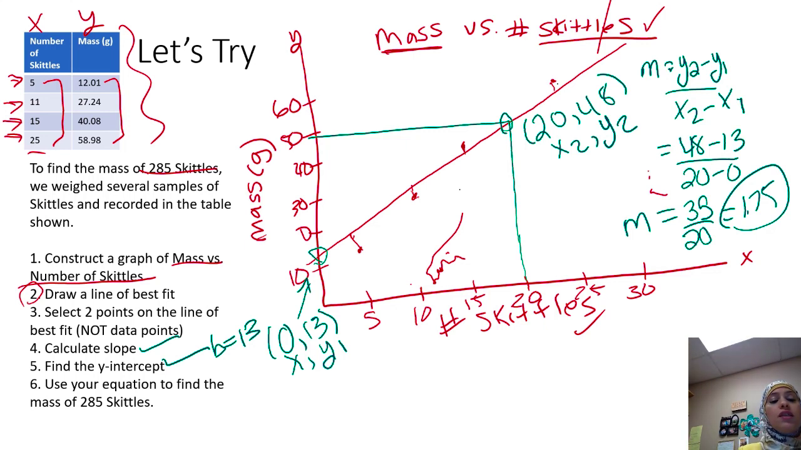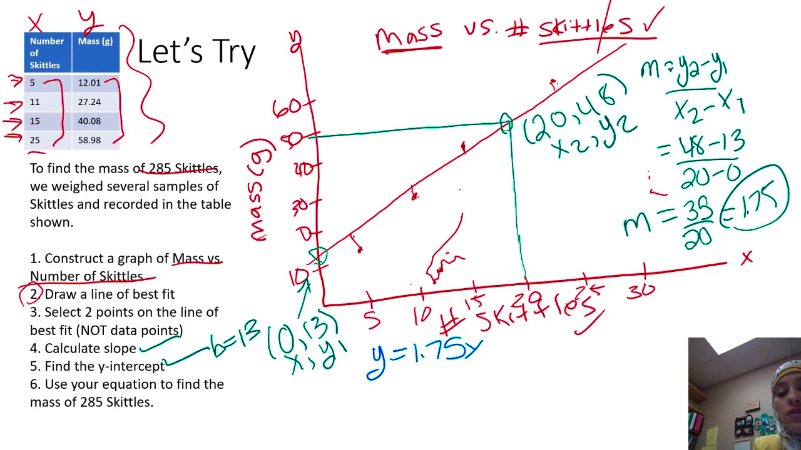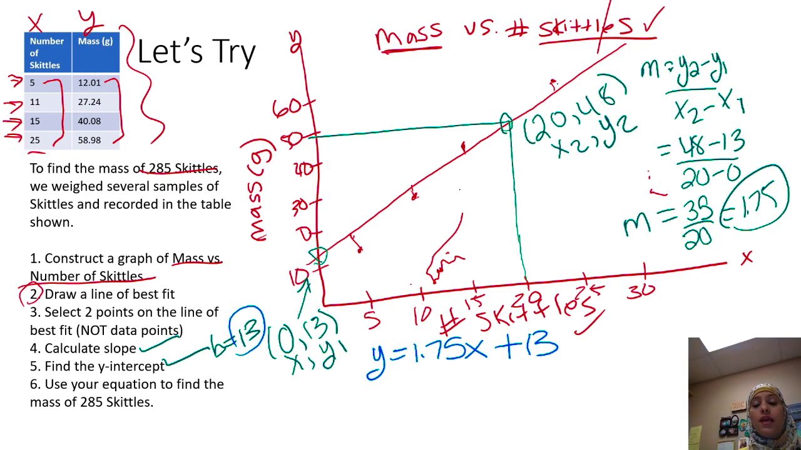Now, our generalized equation would then be what? y equals mx plus b, which is y equals 1.75x plus 13. You see that equation that I just came up with. For x, which is the number of Skittles, that can help me figure out, let's say my scale doesn't go past 60 grams, so I can't weigh 285 Skittles. Let's say, hypothetically speaking.